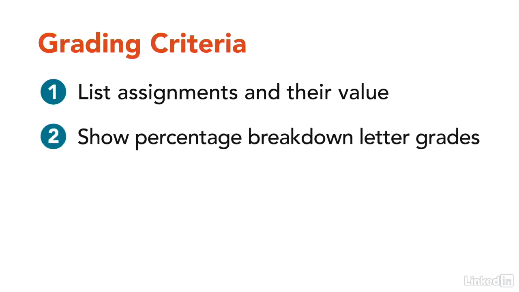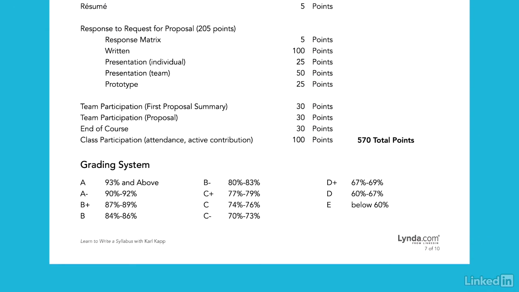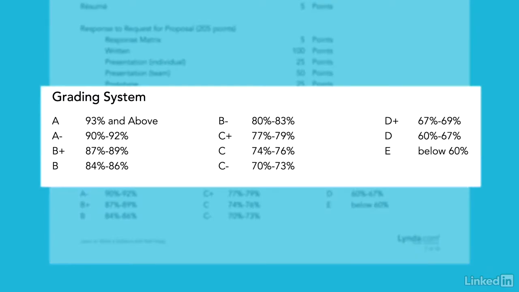Second, the grading section should include information which shows the percentage breakdown for each letter grade and the associated points. This allows students to clearly see how many points are needed for each grade, as well as the percentage of points that must be earned. For example, to earn an A, students must earn a 93% within the class. I show this information in a table providing a clear, well-organized way of presenting the grading information.